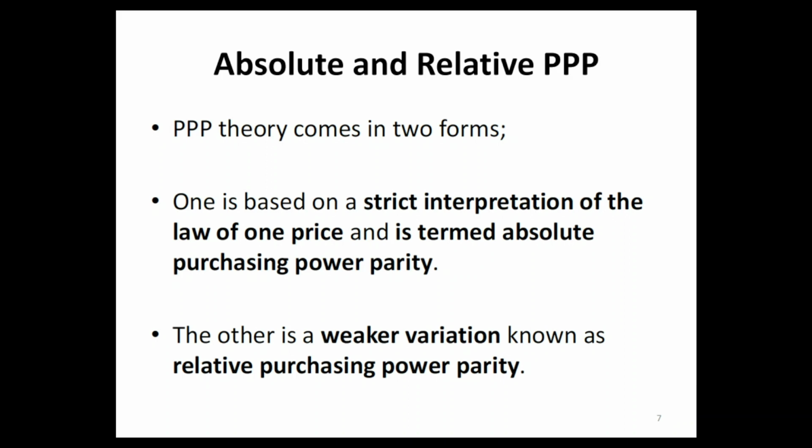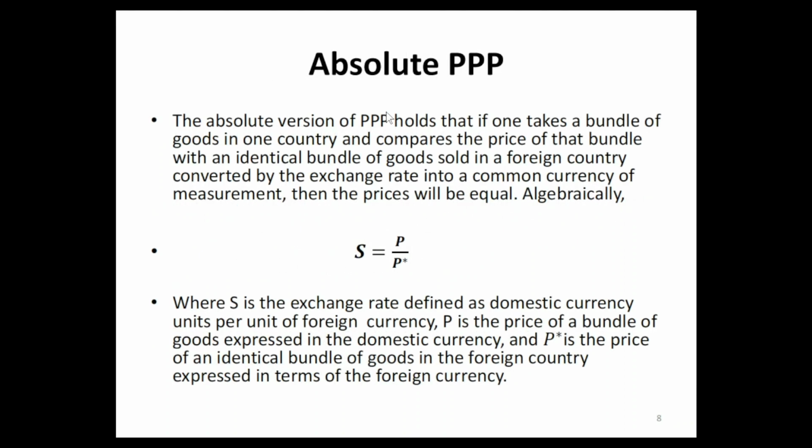So what are absolute and relative PPP, or purchasing power parity? Absolute PPP comes in two ways. One is based on a strict interpretation of the law of one price that we saw earlier, termed absolute purchasing power parity. The other is a weaker variation, which means relative purchasing power parity, right? So the absolute version of purchasing power parity holds that if one takes a bundle of goods in one country and compares the price of that bundle with identical bundles of goods sold in a foreign country, converted by the exchange rate into a common currency of measurement.